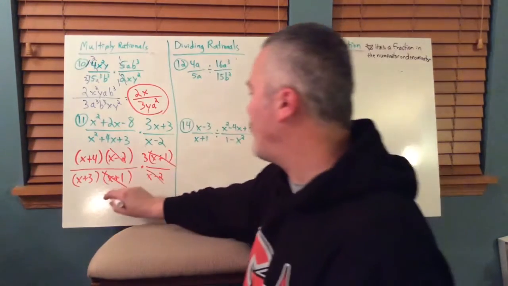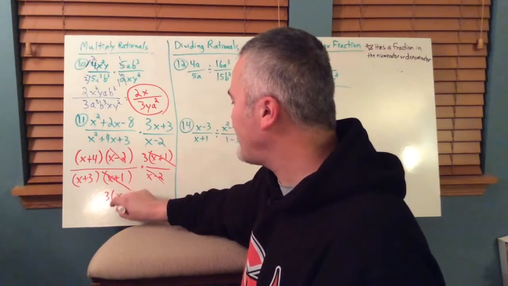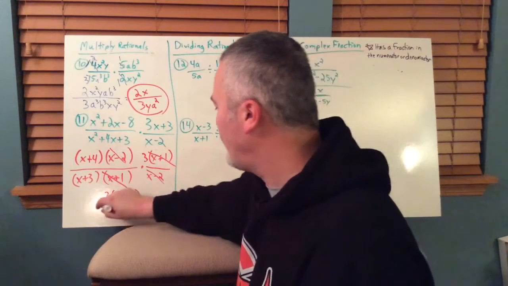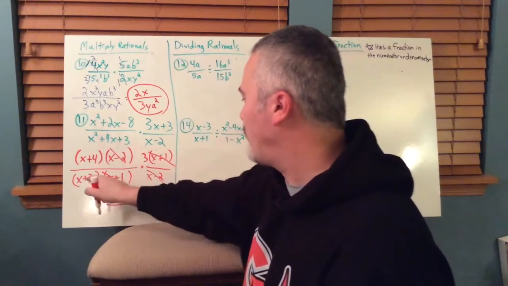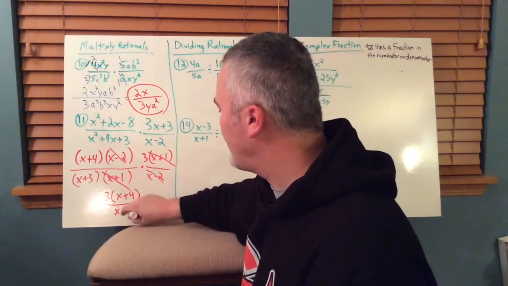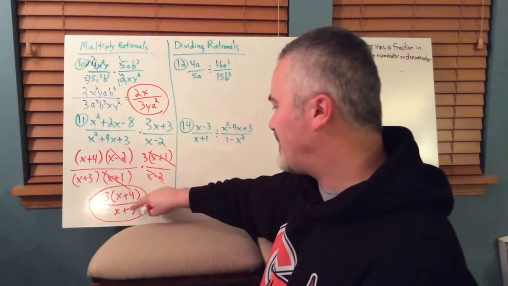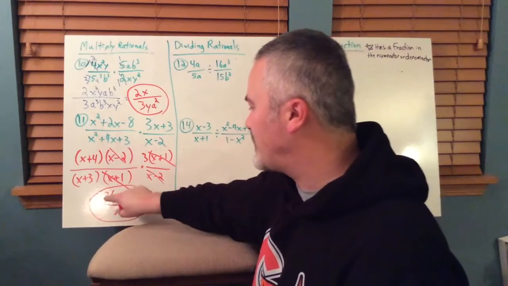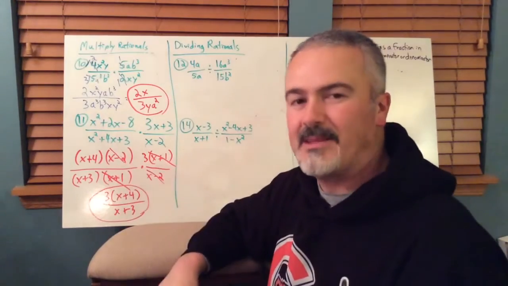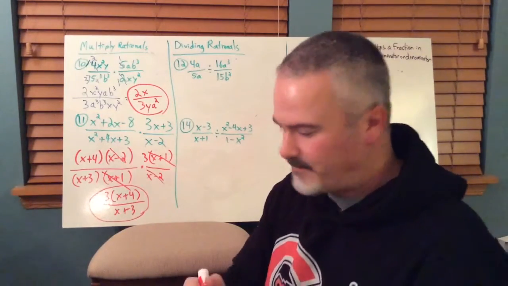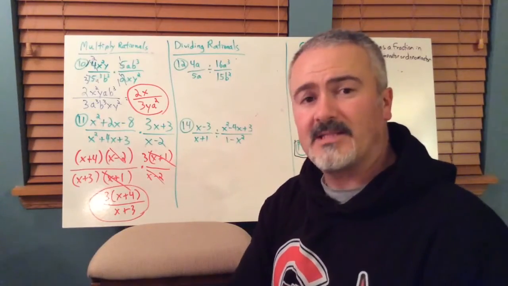Okay, so that leaves me with 3 times the quantity of x plus 4 all over x plus 3. And I cannot cancel anything out because those are different quantities, and these 3's can't cancel out because the 3 on the bottom is attached to the x. All right, moving right along, let's divide.